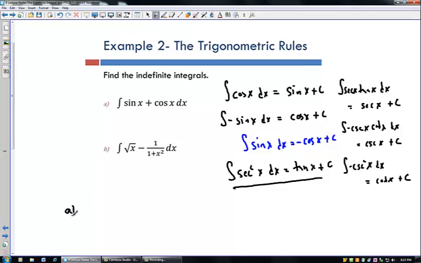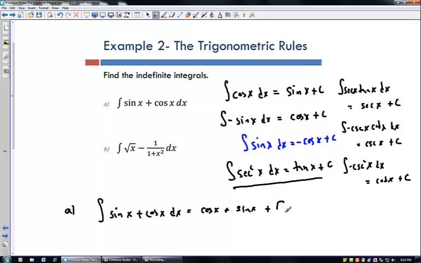So let's just do part A so you can see this one. So you have the integral of sine x plus cosine of x dx. And a lot of times when I do trigonometric functions, it's more of a guess and check. So I say, okay, integral of sine x, let's just guess, maybe that's cosine of x. Plus the integral of cosine of x is, oh yeah, sine of x. And then all plus c.